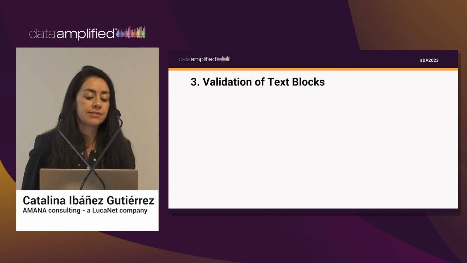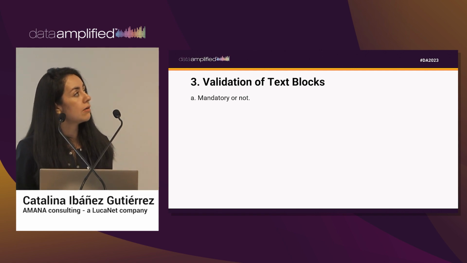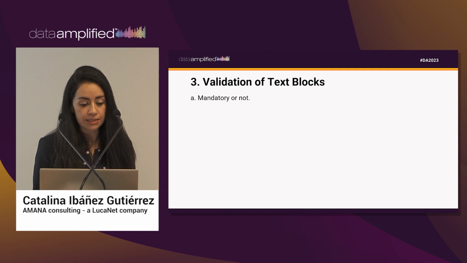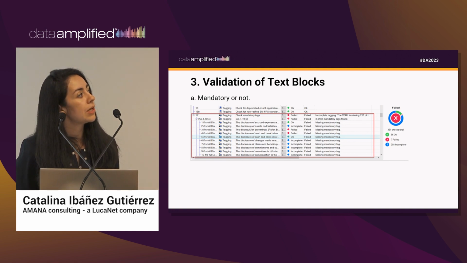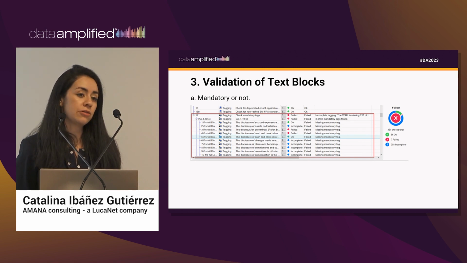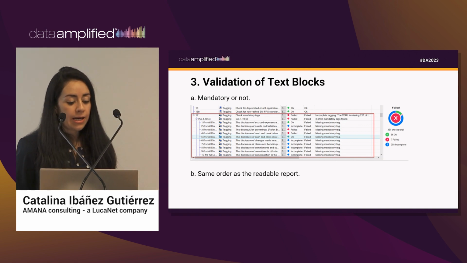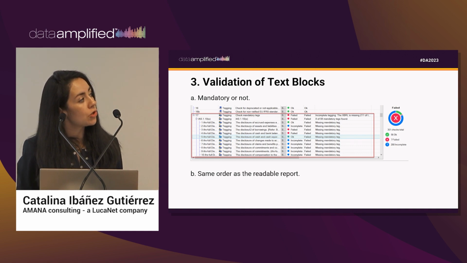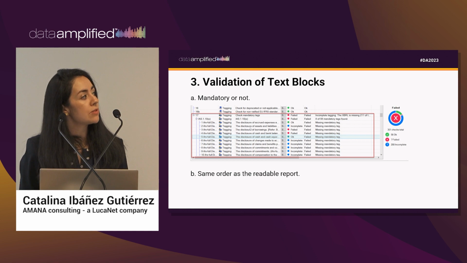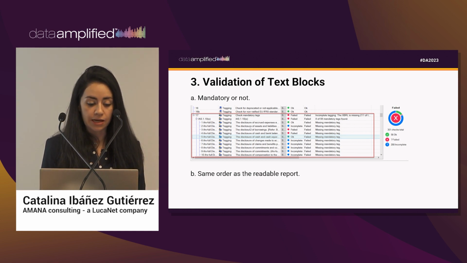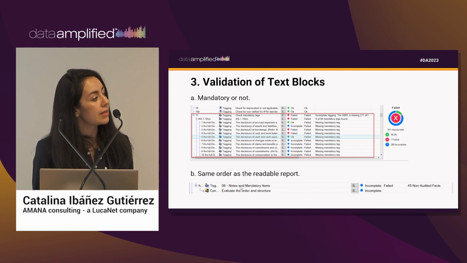Okay, so let's talk about validation of text blocks. We can now say if one element is mandatory or not. We can use a tool to audit our content and validate if this is mandatory, depending on what the authority is telling me or what the auditor wants. We can look if the XBRL information that we tag in our report has the same structure and the same order as the human readable one. So we can also evaluate the order and structure of our text tags, our narrative information.